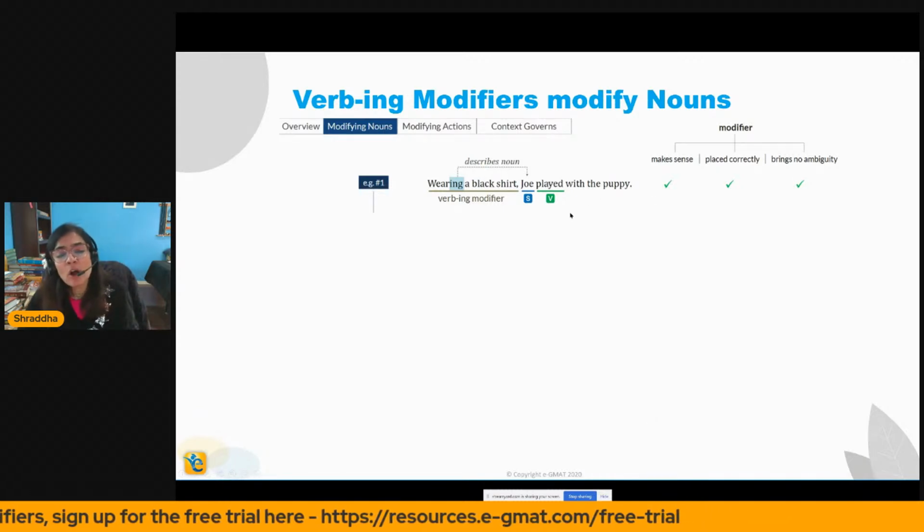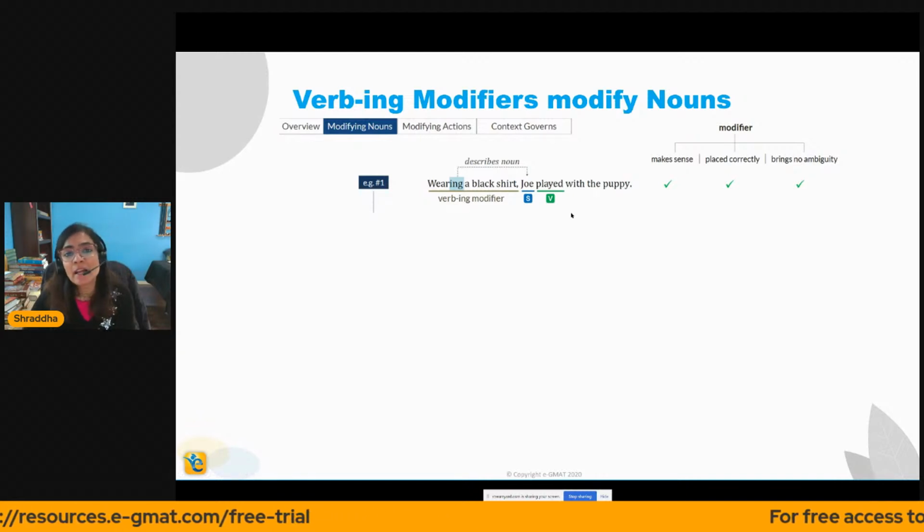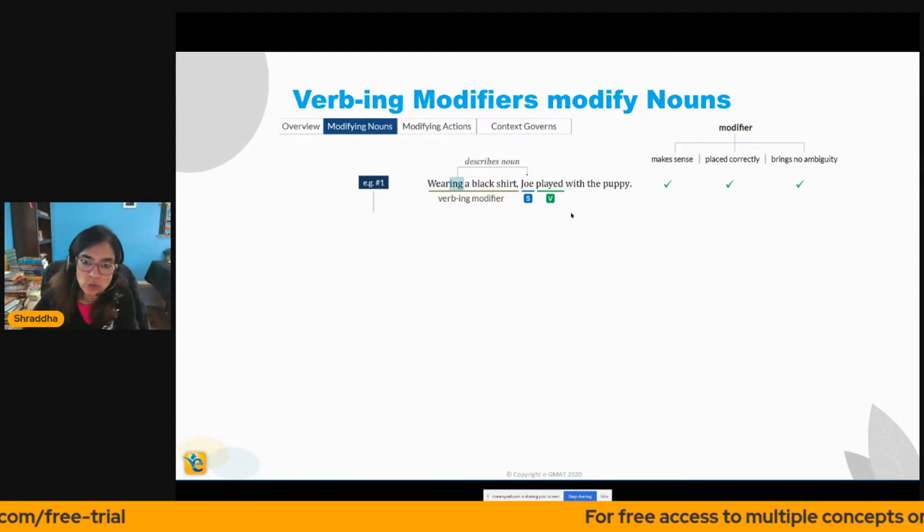Now, when we talk about any modifier, be it a noun modifier or an action modifier, there are 3 traits connected to the modifiers.